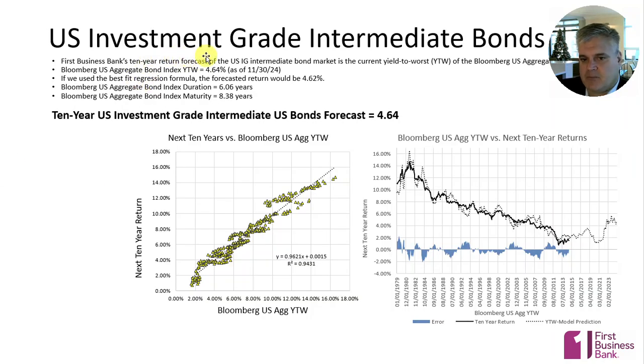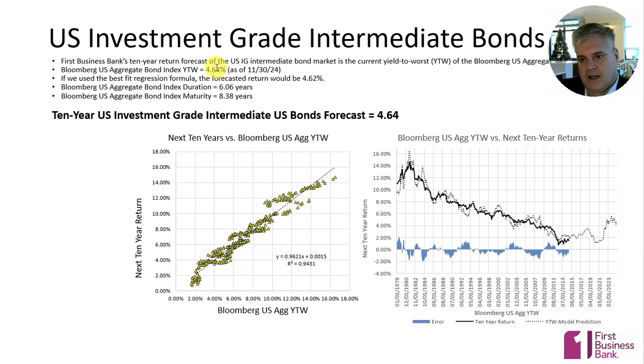Investment grade intermediate bonds. This is a category where, if you look here at the model and the prediction, it's very, very close. And it's a very simple model. What we're doing is taking a look at the current Bloomberg US aggregate yield to worst. It's about a 6.4. We use the best fit regression formula of comparing historical yield to worst to the next 10-year rate of return.